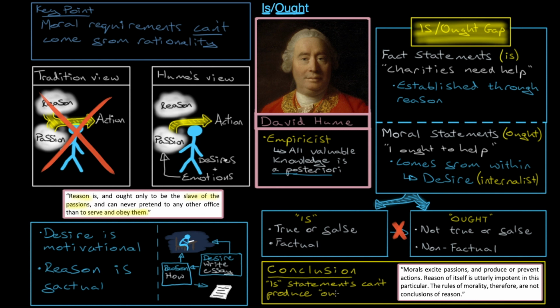You cannot get an ought from an is. As Hume writes, morals excite passions and produce or prevent actions. So moral rules do those sorts of things. In other words, they are passions. Reason, though, is utterly impotent. It can't do anything, is what that means in this particular case. It can't produce or prevent actions. And so he says, the rules of morality, therefore, are not conclusions of reason. Morality is not a rational system.